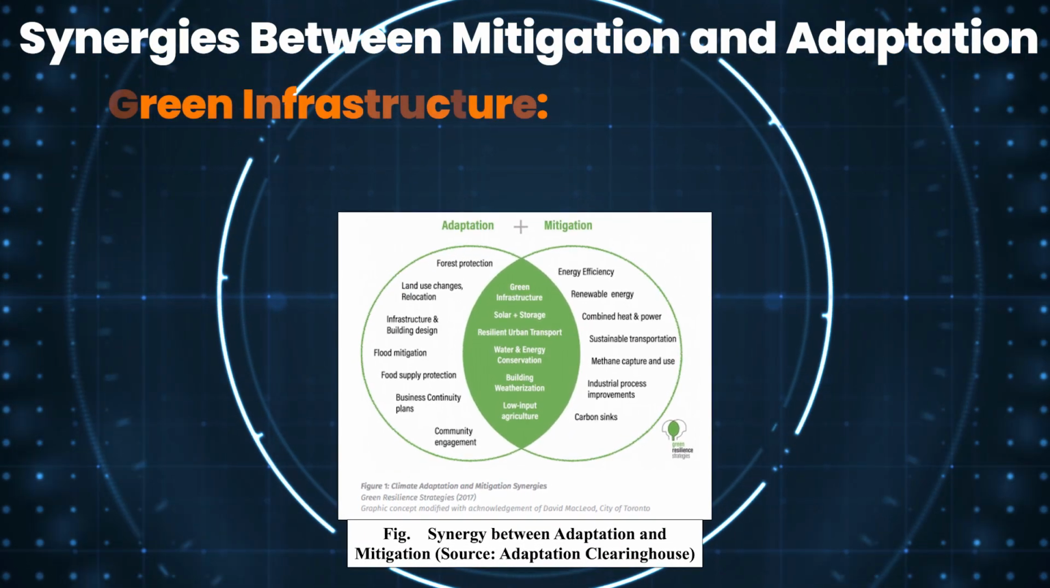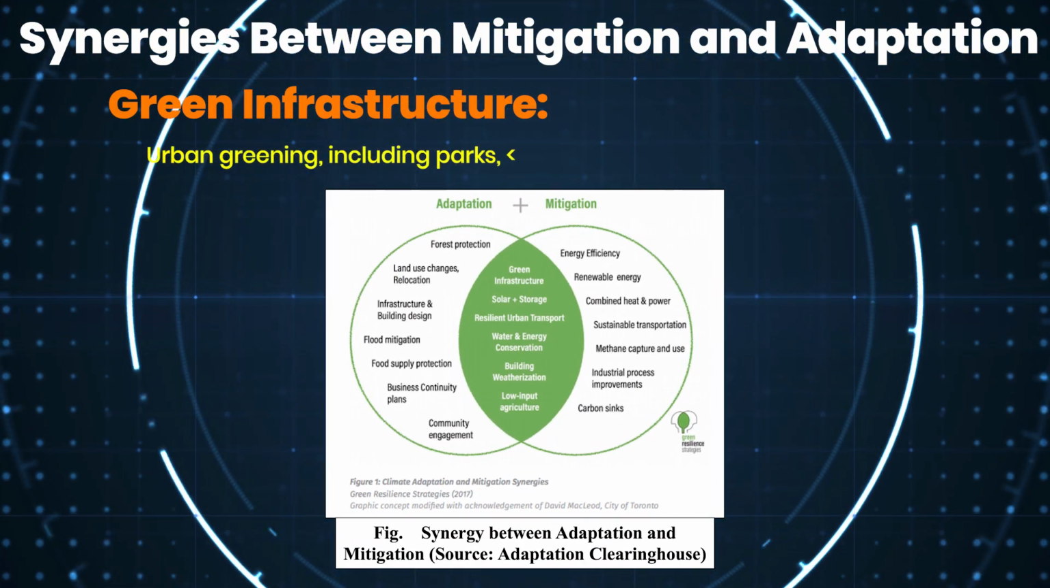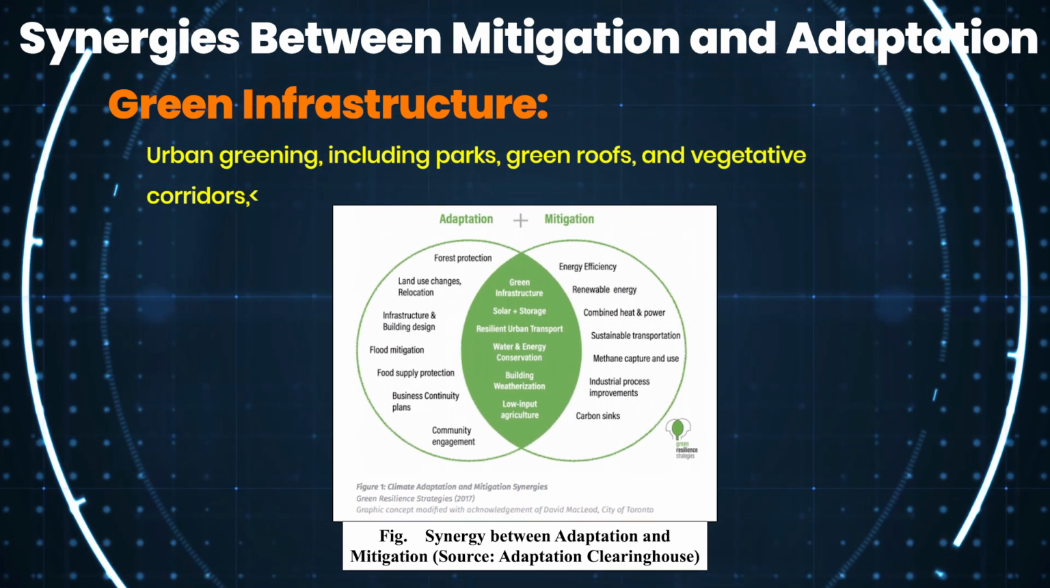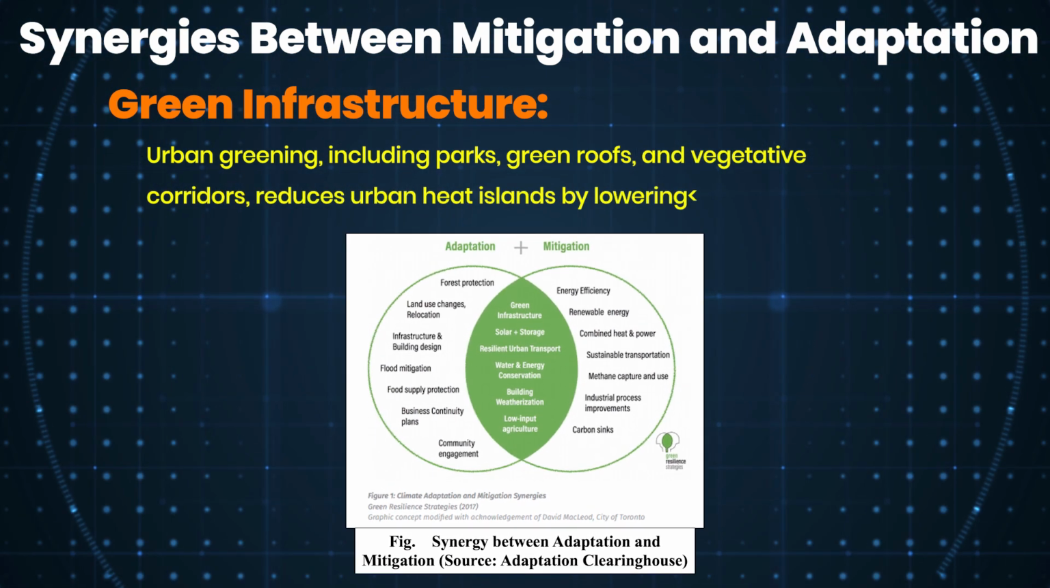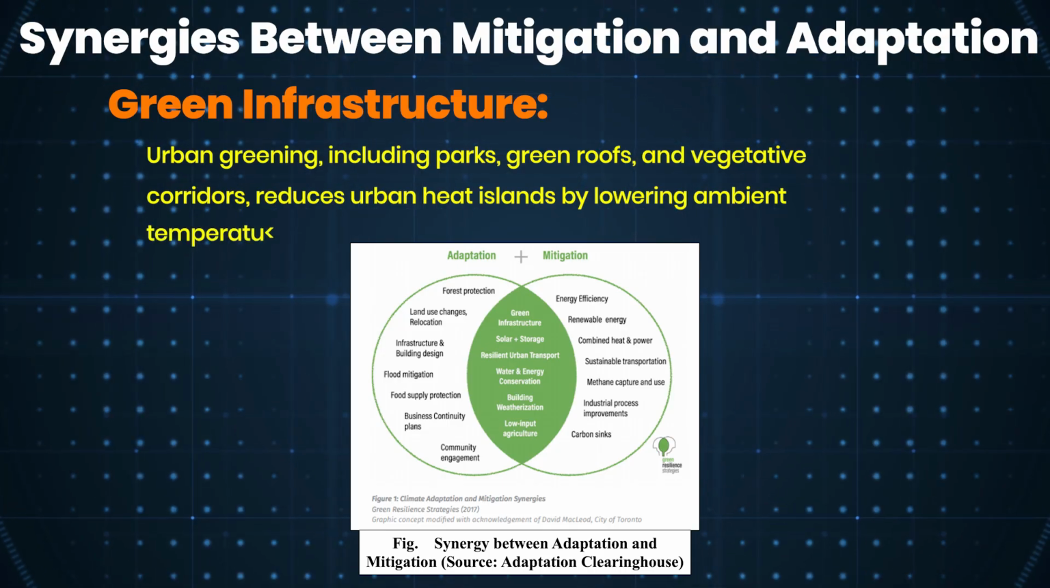Second is the green infrastructure. Urban greening, including parks, green roofs and vegetative corridors, reduces urban heat islands by lowering ambient temperatures. Singapore's City in a Garden initiative integrates greenery into urban spaces, which improves stormwater management and enhances water quality, as well as air quality, and creates habitats for better biodiversity.